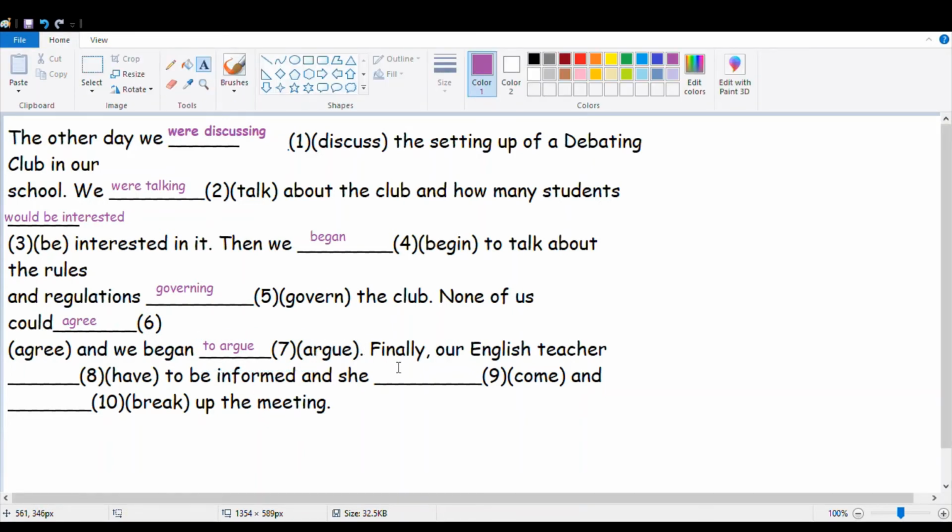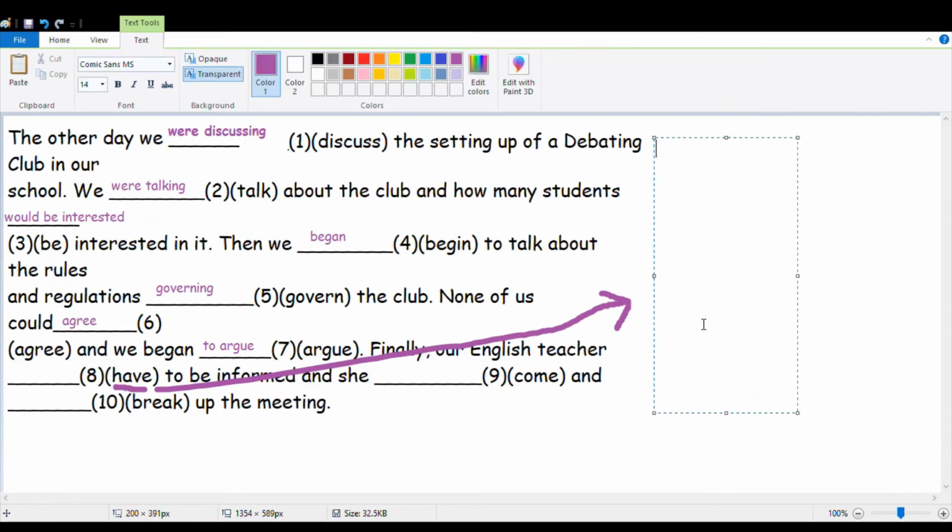And moving on, finally, our English teacher, dash, have to be informed. So what are the different possibilities? We are talking about the past tense, something that happened in the past. So we have finally our English teacher had to be informed. Okay, that sounds pretty good. Have to be informed? No, that's present. We don't even need to write present or future. Let's think about past tense.